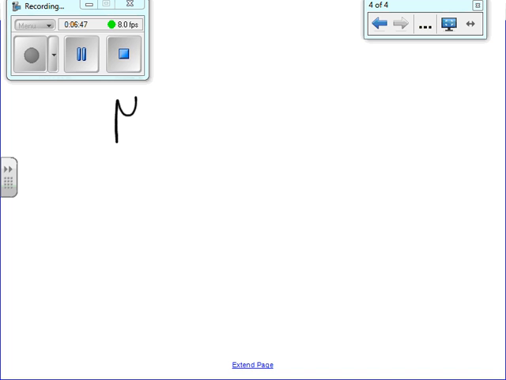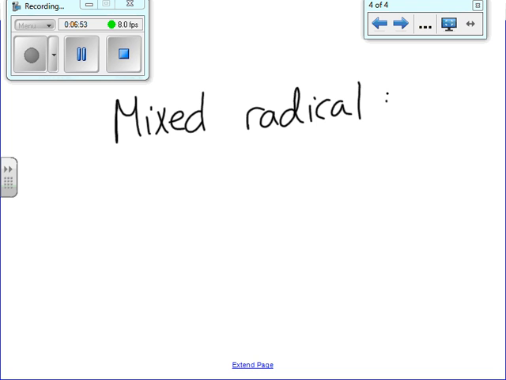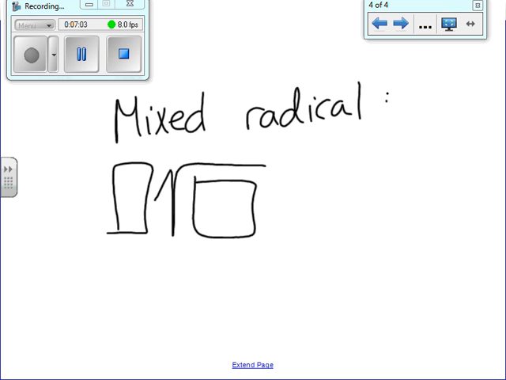So a mixed radical is something that is all underneath one radicand. So it's all underneath one radical sign. There's no big number out front. It might have a cube, or it might have a fourth here. It doesn't matter what the index is, but it can't have a big number out front. Oh, sorry, that's an entire radical. I lied.